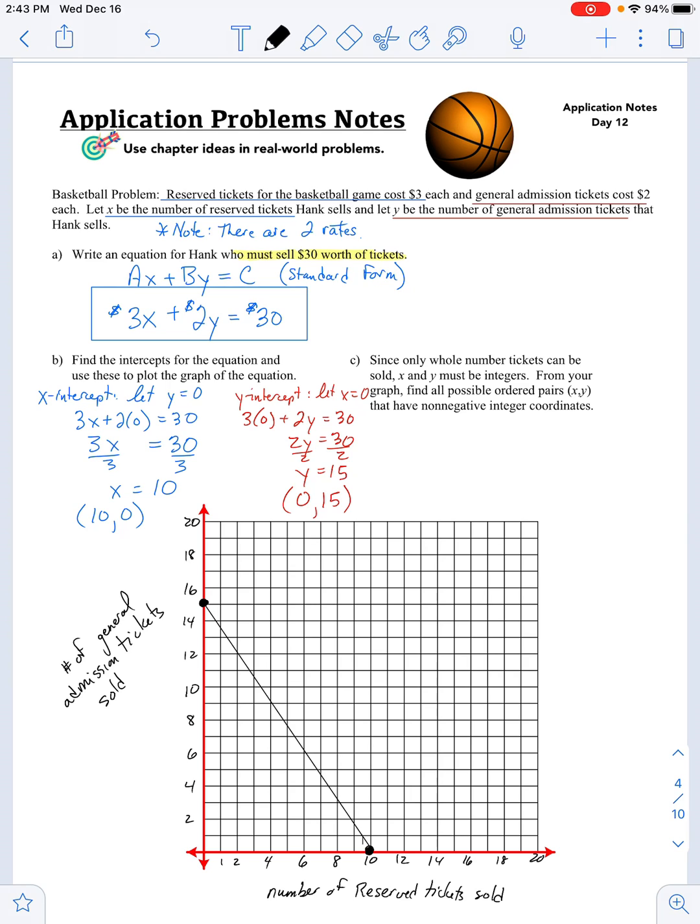And as I take a look at this here, I'm going to move into this part C, because this part C is getting into something that we need to realize. If I looked at this first point at 1, that is not at 1 comma 14, that's not at 1 comma 13, so we know that's not really a point that's going to make sense in this scenario, right? We have to be able to sell a whole number of tickets.